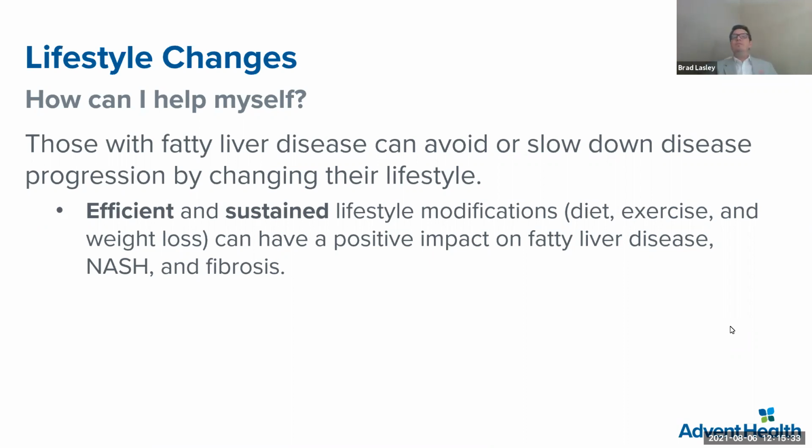Those patients with fatty liver disease can avoid or slow down disease progression by changing their lifestyle. So efficient, and what's important here is the word sustained. So it has to be an efficient and sustained lifestyle modification through diet, exercise, weight loss. All of these can have a positive impact on fatty liver disease, reducing the incidence or prevalence of steatohepatitis or NASH, which then in turn, if you get rid of that fat and you get rid of the inflammation, your risk of scarring or fibrosis goes from elevated to none, okay?